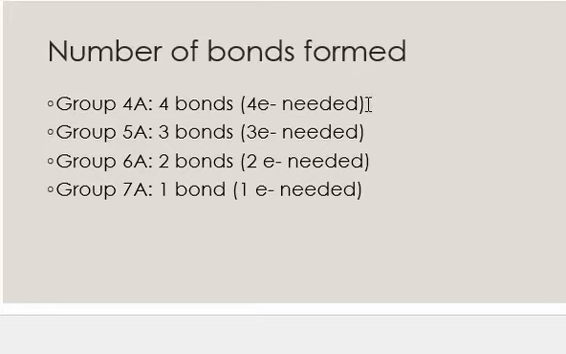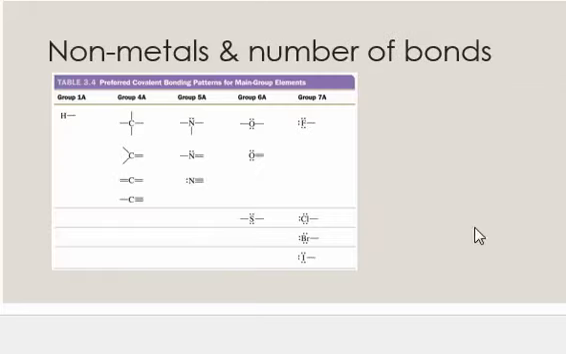Group 4A atoms form 4 bonds, and carbon always forms 4 bonds. Group 5A atoms form 3 bonds, Group 6A atoms form 2 bonds, and Group 7A atoms form 1 bond. Table 3.4 of the textbook summarizes these bond trends and also draws the number of lone pairs that each atom from a given group will have.